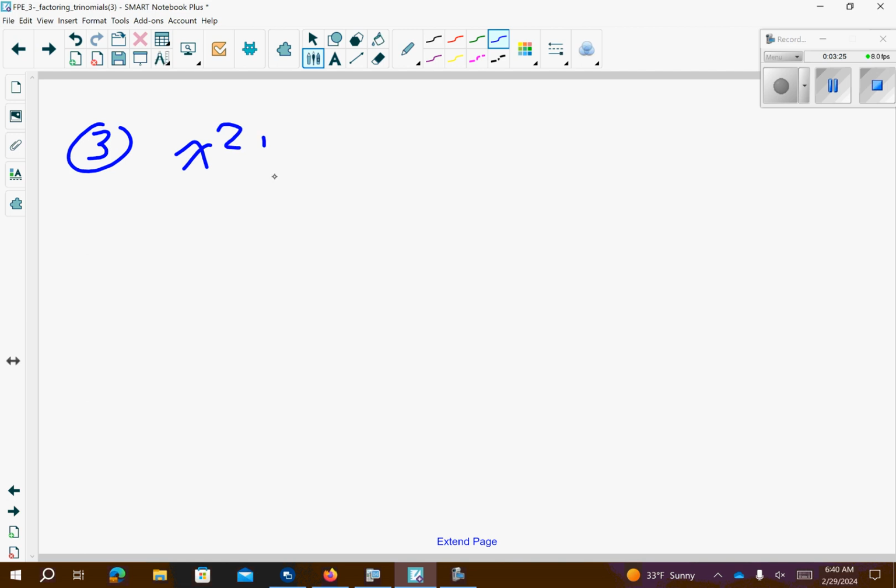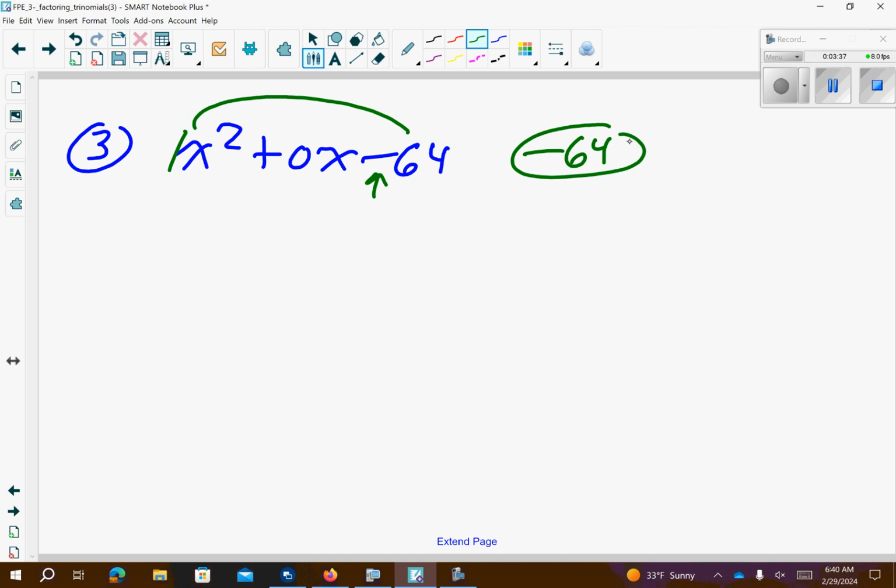Problem number 3. We have x squared plus 0x minus 64. Okay, big thing to see here. I have that negative right here. I'm going to put the 1 out front, so I'm going to get negative 64. In order to multiply two numbers together to get a negative number, one has to be positive and one has to be negative. Let's keep that in mind. I know that 1 times 64 is 64. And then let's list all the factors.